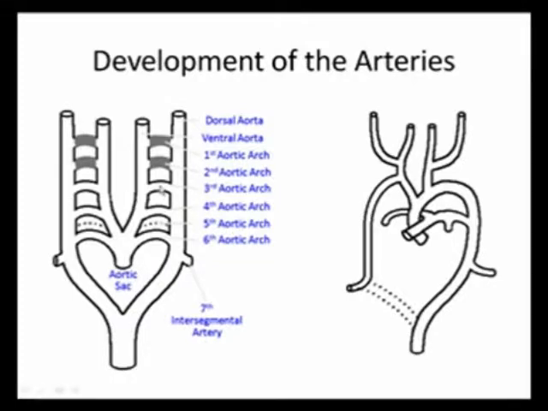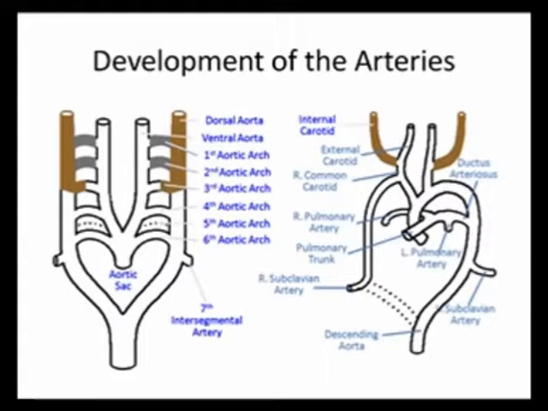The third aortic arch is what we're going to begin talking about, and the distal portion of the third aortic arch, along with the dorsal aorta, cephalically, are going to form the internal carotid artery. The proximal portion of the third aortic arch, plus this little bit of ventral aorta between the third arch and the fourth arch, is going to contribute to the right common carotid artery.